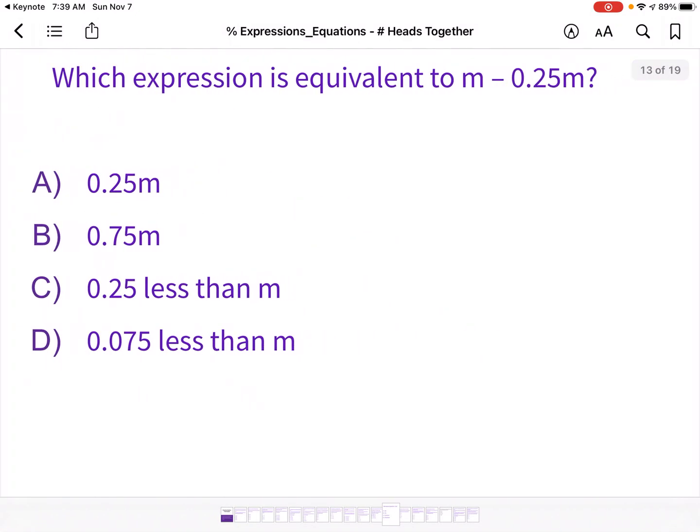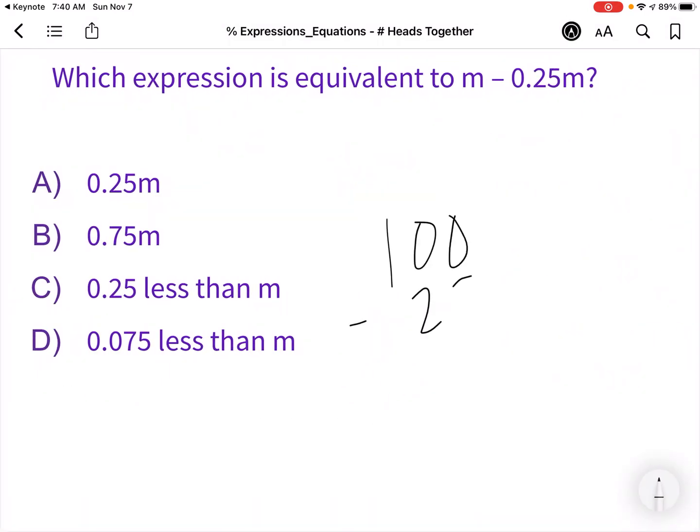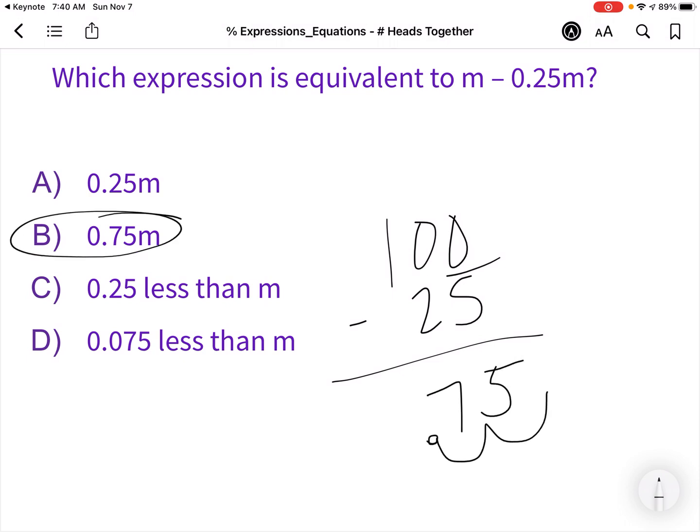Which expression is equivalent to M minus 0.25 M? So M minus 0.25 M, so that's 100 minus 25. That leaves me with 75. Move my decimal, so 0.75 M.